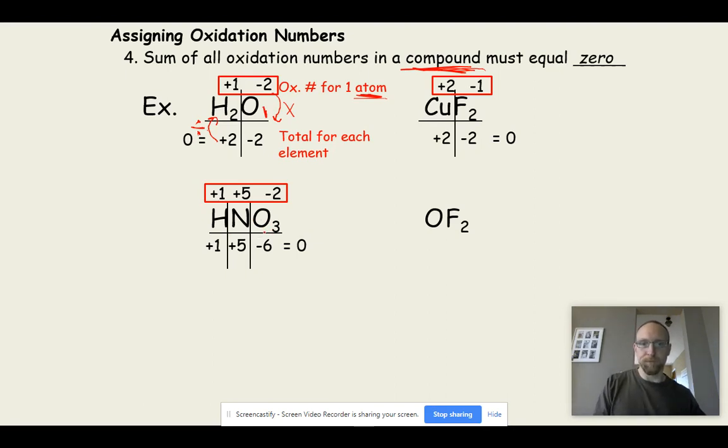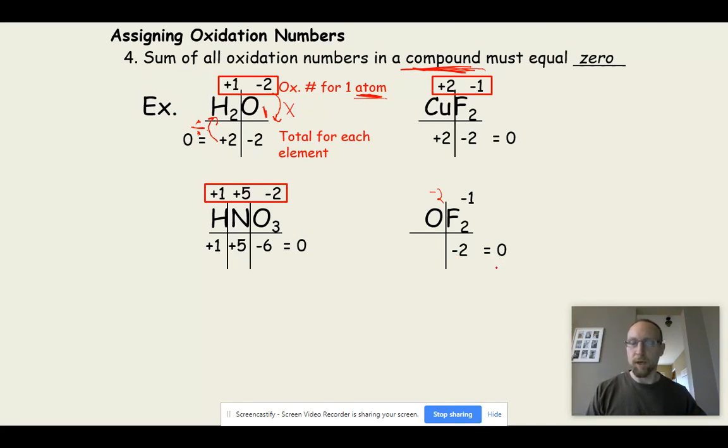So now the next one, OF2. So what do we get here? Well, we know fluorine is always -1, right? So -1 times 2 gives me -2. And what do we know about oxygen? Well, we know oxygen is usually -2. But if I put a -2 in there, that's not going to work out. -2 and -2 gives me -4. It doesn't give me 0.